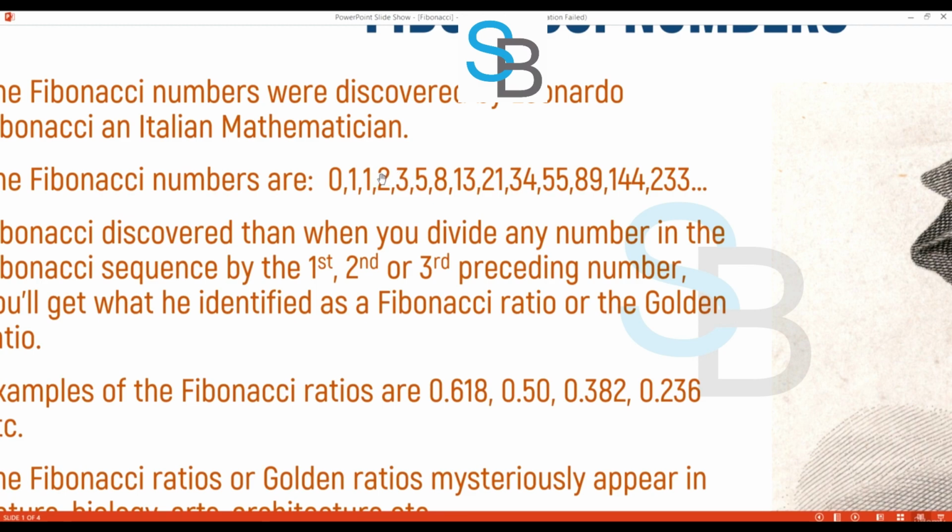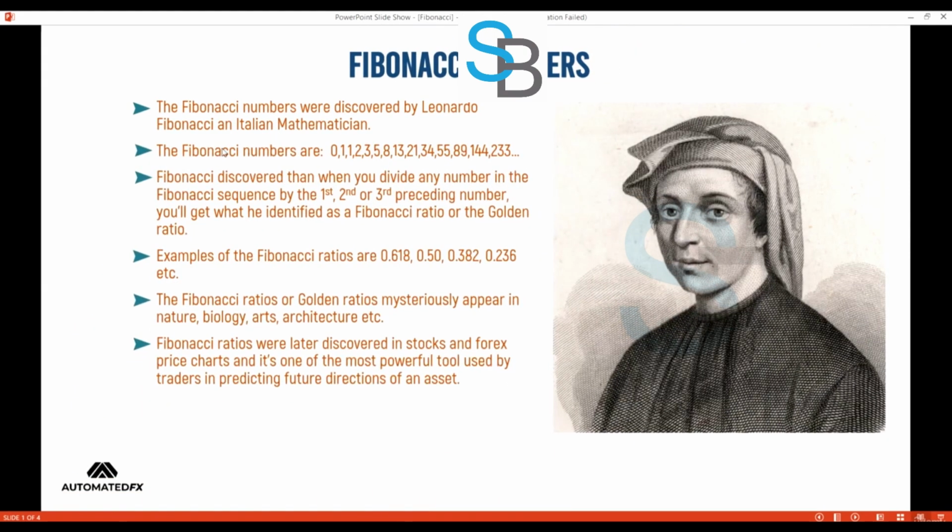And then 3 plus 2 is 5. And then 5 plus 3 is 8. And then 8 plus 5 is 13. 13 plus 8 is 21. 21 plus 13 is 34. 34 plus 21 is 55. 55 plus 34 is 89, and so on and so forth. That's how he came about the Fibonacci numbers.